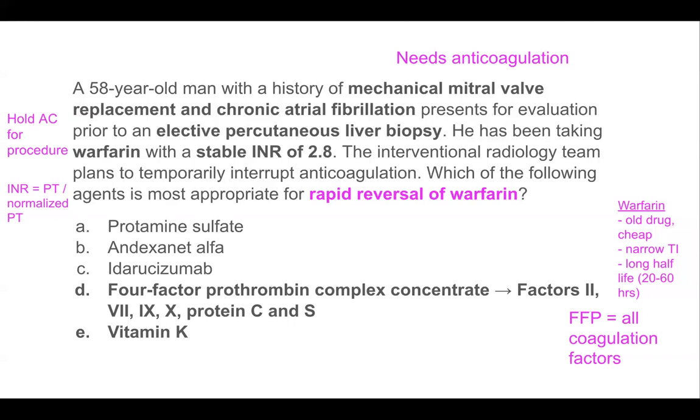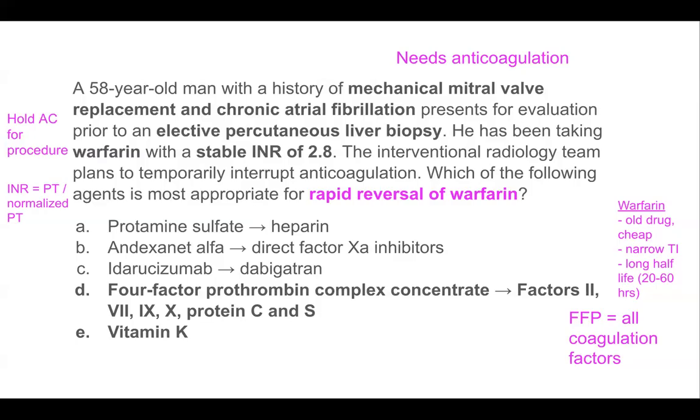And then vitamin K seems like it also might be a good option, right? Because if warfarin works by inhibiting the conversion of vitamin K, you could just give more vitamin K to overcome that and then have the factors be replenished. So probably D or E, but let's look at these other answers. So protamine sulfate is used to reverse heparin. Andexanet alfa is used for reversing direct factor 10A inhibitors, and idarucizumab is used to reverse dabigatran. So probably none of those three.